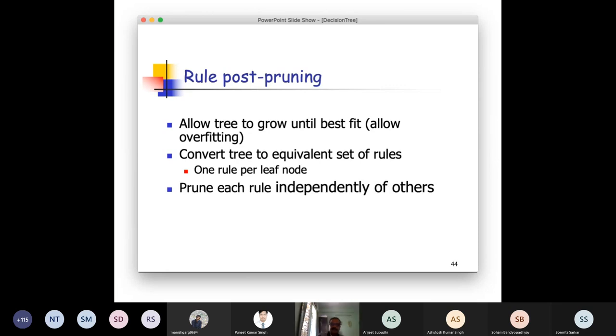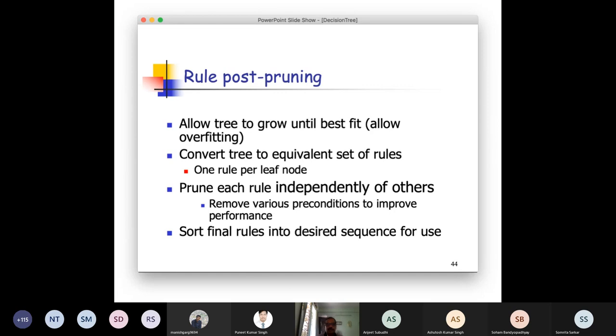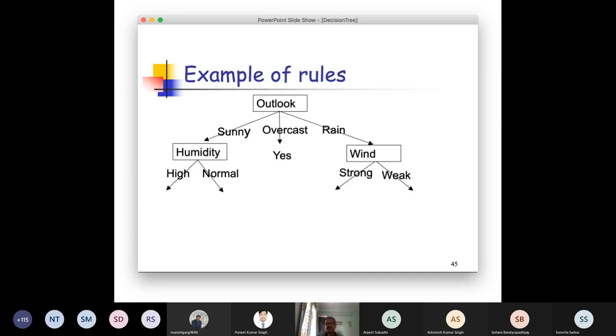So it is mentioned every leaf node has a rule. Prune each rule independently of the others and remove various preconditions to improve performance. Then sort the final rules into the desired sequence for use. So once again, you have the rule base only. You are not getting a decision tree after doing these things, but you are reducing the overfitting by removing those clauses.